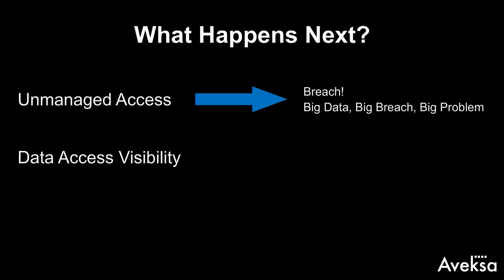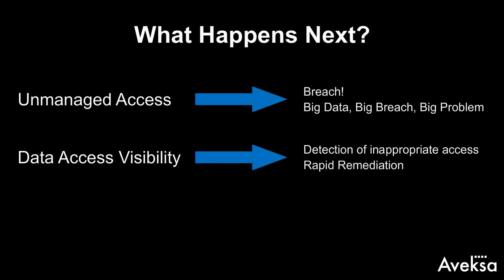Begin with data access visibility. By getting a clear picture of who has access to what, you can see the level of risk and respond by removing inappropriate or excessive access. In our story, the information security team would now be able to easily see who and how many people can access these files.